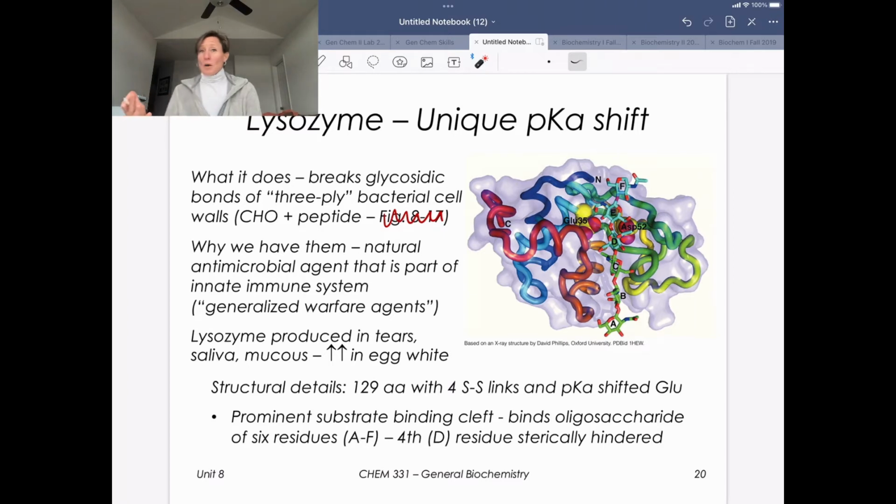So if you want to break apart bacteria, you want to kill them, you need to break apart their cell wall. So this is part of a generalized warfare system, your innate immune system that's providing defenses against foreign agents. Okay, so this is a natural antimicrobial agent. We have a lot in saliva, mucus. Think about those tissues that are interacting directly with the outside exterior world. Lots of it is actually in egg white.